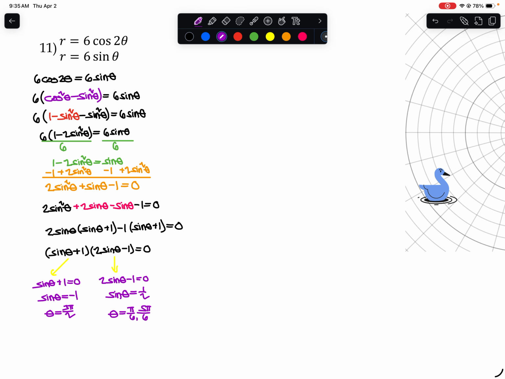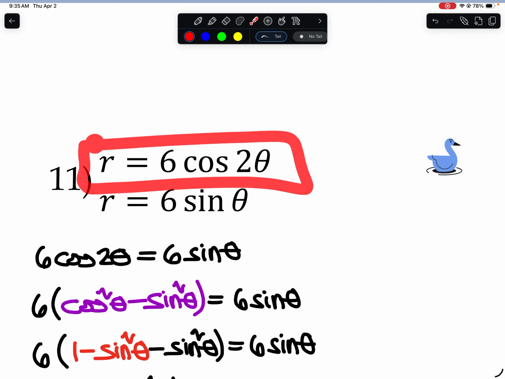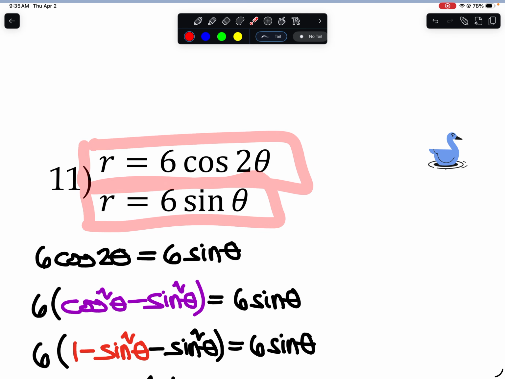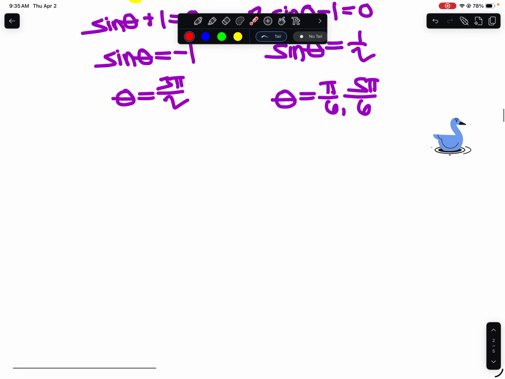Okay, so now that we have those values, now we're going to plug them into our equation, and we're going to see what the corresponding r value is going to be. So once again, you can plug it into the rose equation, or you can plug it into the vertical circle equation. The vertical circle equation is going to be easier, so I'm just going to use that one.